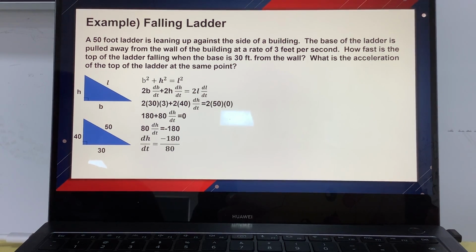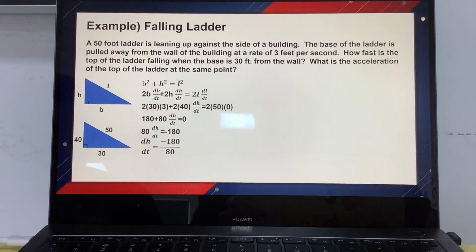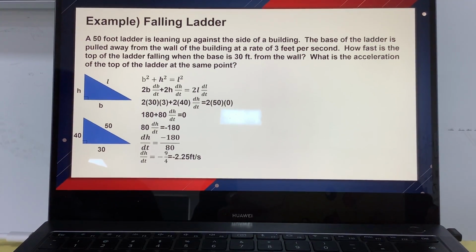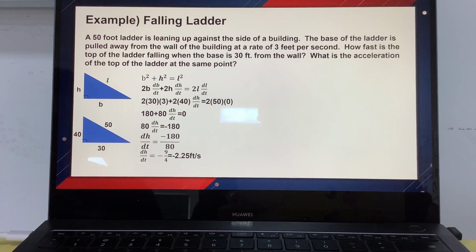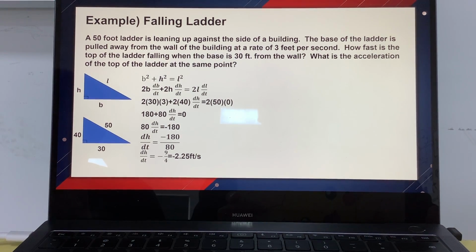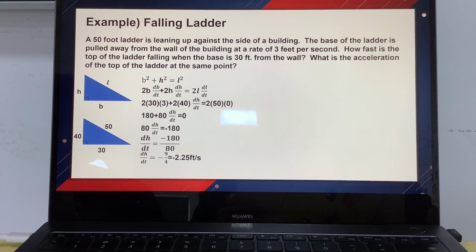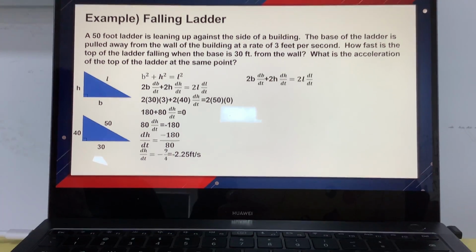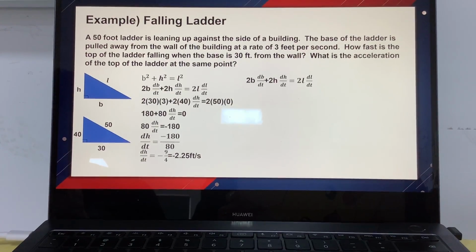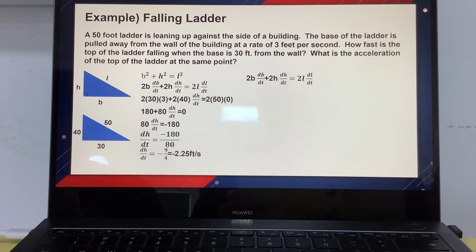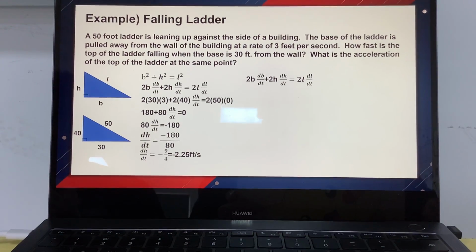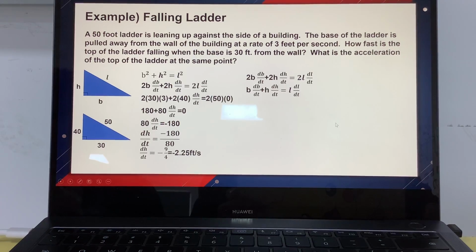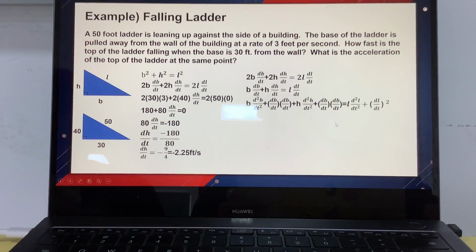So dh over dt equals negative 180 over 80. So dh over dt equals negative 2.25 feet per second. Now we need to calculate the acceleration of the top of the ladder at the same point. So we need to use the second derivative.